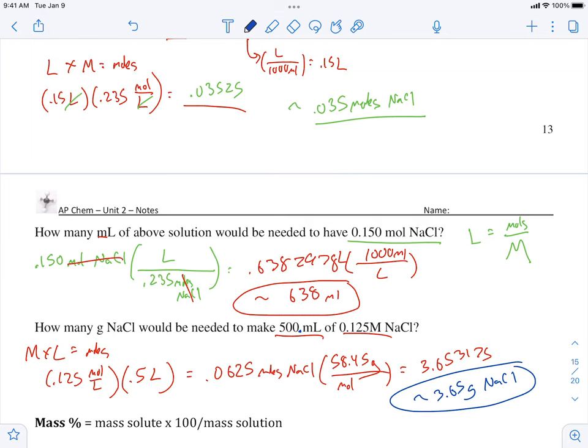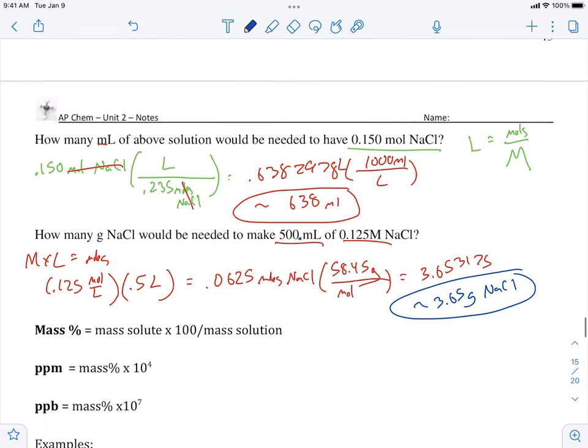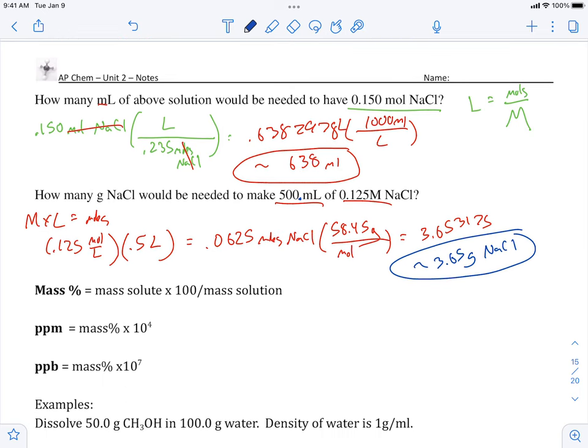How are we doing so far? Just kind of using the molarity equation, upside down, left, right, up, right? Okay. So molarity is our primary method of calculating concentration. There are others. There's what's called mass percent. And this mass percent is fairly common, right? It's pretty simple. It's just the mass of the solute divided by the mass of the solution multiplied by 100. You guys know how to calculate percents. It's literally just a percent, part over the total.